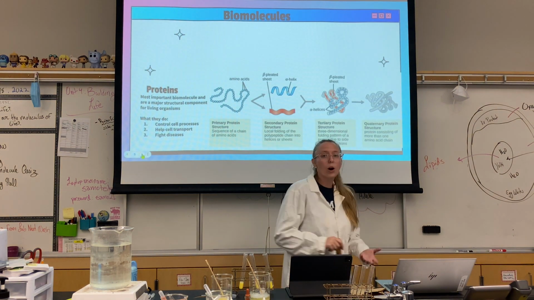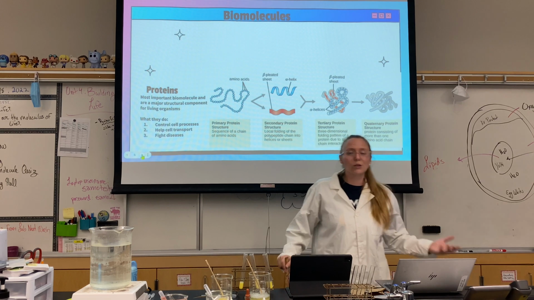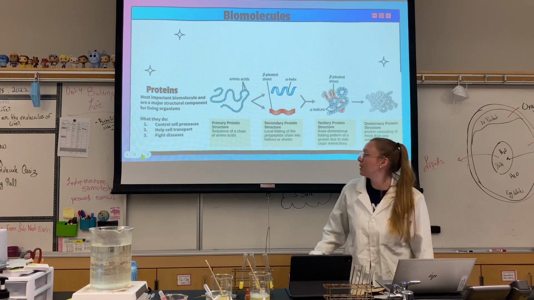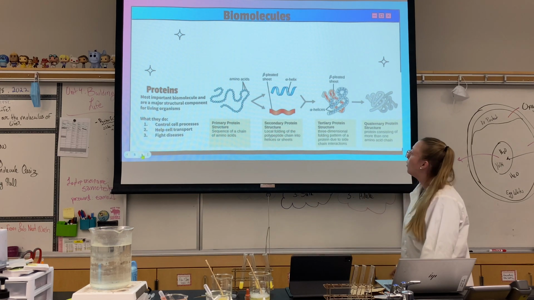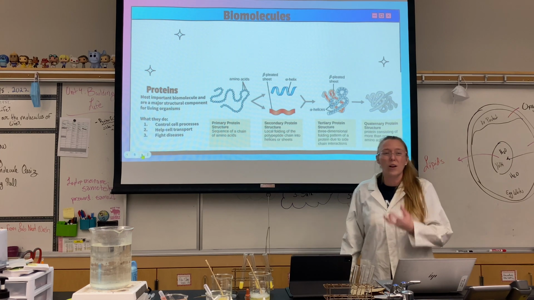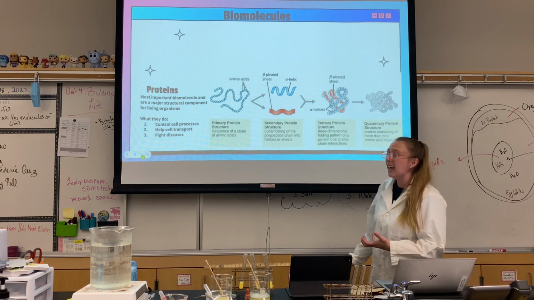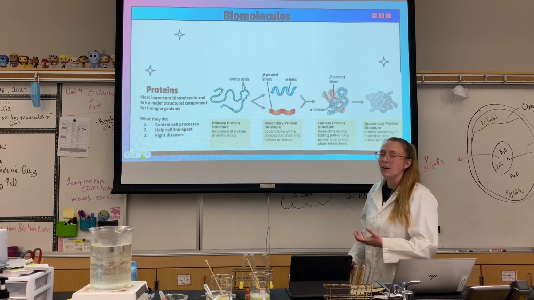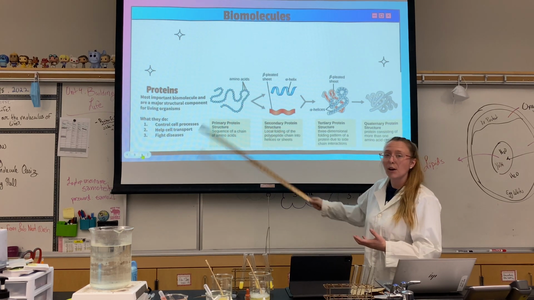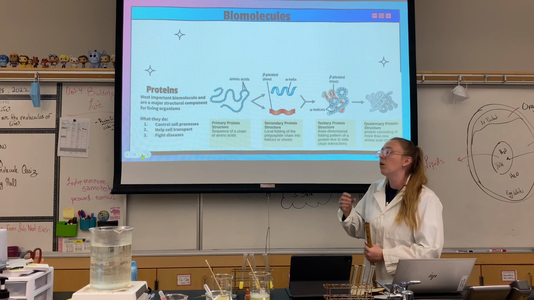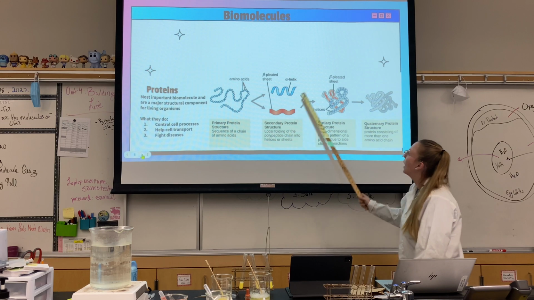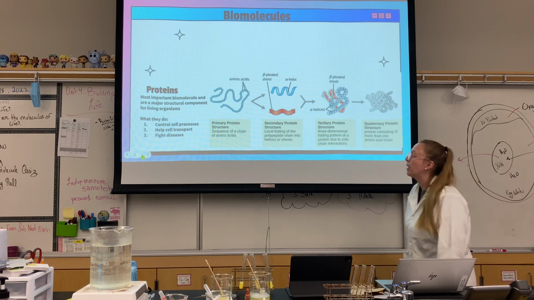Another biomolecule are proteins, which are one of the most important biomolecules and are a major structural component for living organisms. These are different pictures of what a protein looks like. This is a primary protein structure, meaning it's what it first looks like when it's first made inside of a cell. It's just a chain of a monomer form of amino acids. Amino acids are that monomer, that one single molecule that makes up the chain. Then it can get bigger and fold and fold into a really big structure.